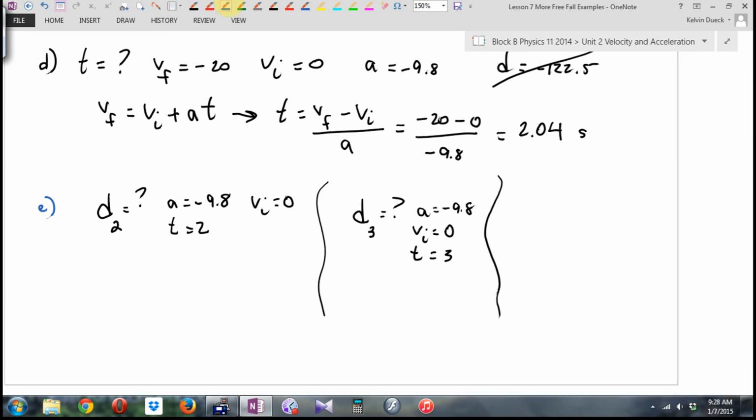Now, I need to pause. If you're still at a stage where you cannot find the equation, you want to be coming in for help after school sometime in the next few days, because we have to be at the point where we can at least find the correct equation. So having said that, hey, what's the correct equation here? Yep.